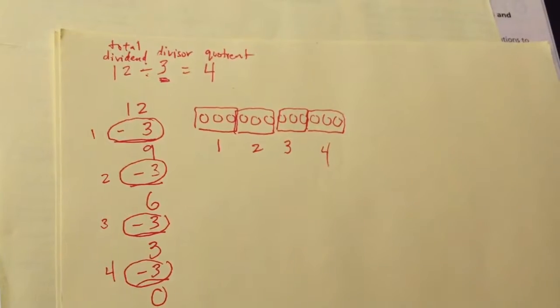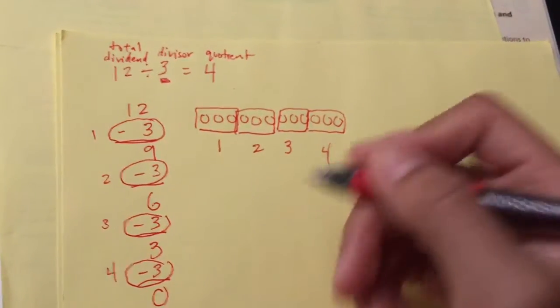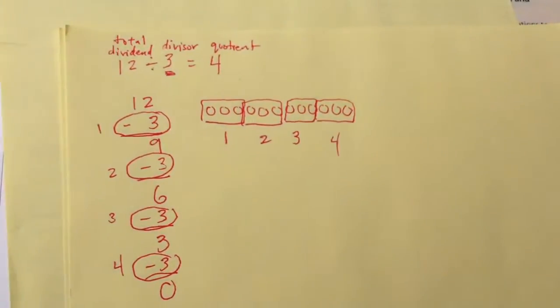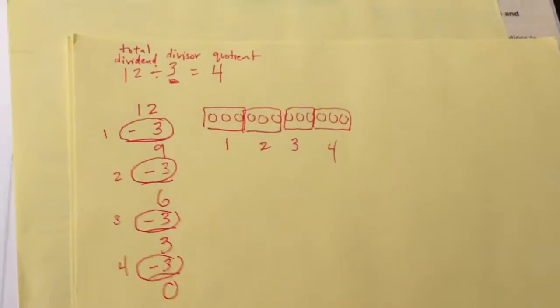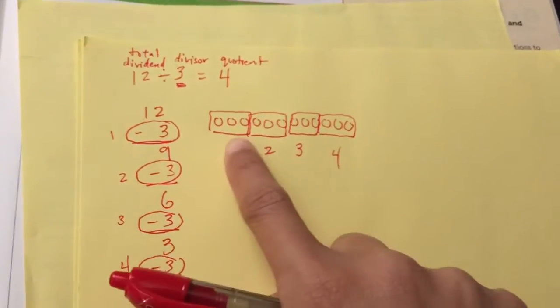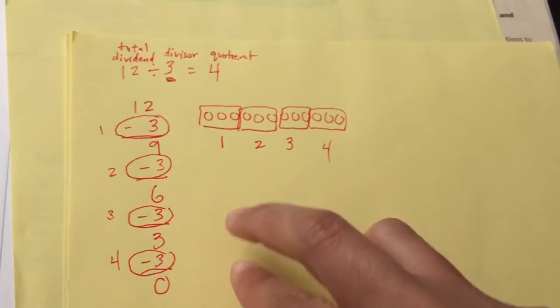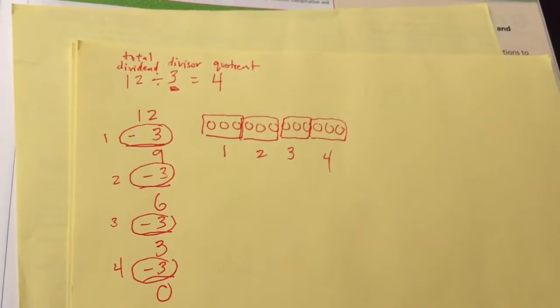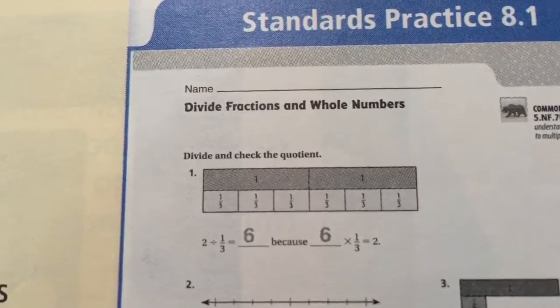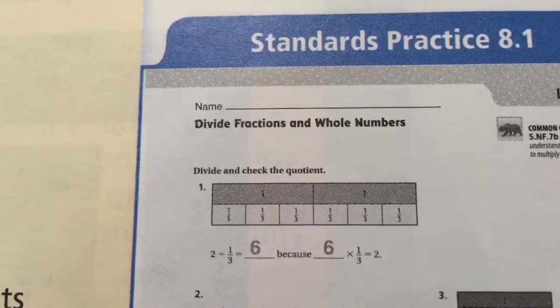If I were to do this in fraction strips, it'll look very similar to this. For now, I'm going to stop at this visual, but in the next one, I'm going to show you the equation, this kind of a process, a fraction strip, and a number line. So for number 1, the equation is 2 divided by 1/3. So let's look at that.